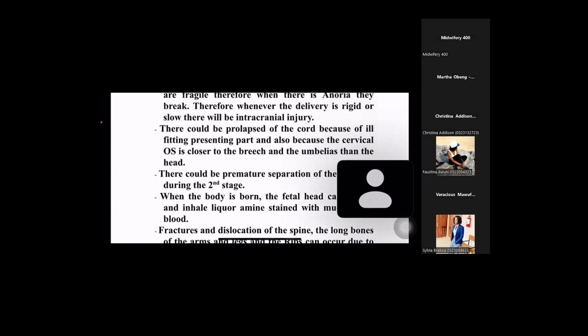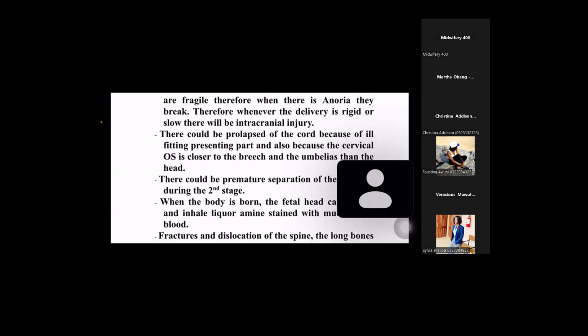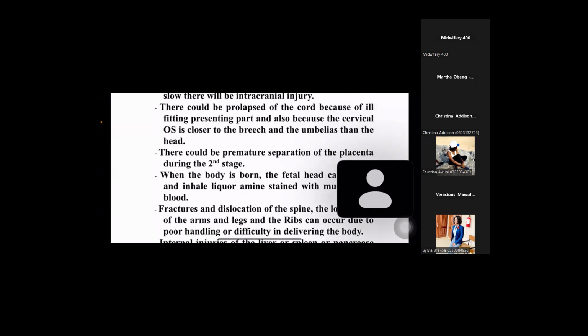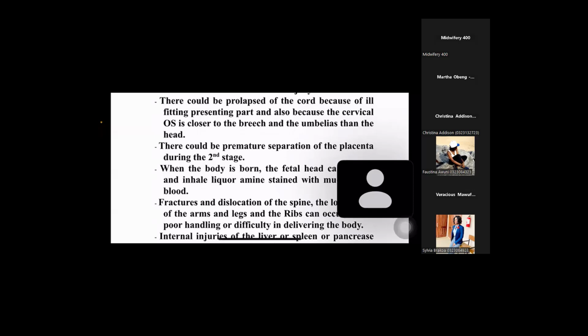Okay, so another point. It says there could be prolapse of the cord because of ill fitting presenting part, and also because the cervix is closer to the breech and the umbilicus than the head. This one, can someone explain it for us? Sister Horacio, are you around? Yes, sister. Please help us.